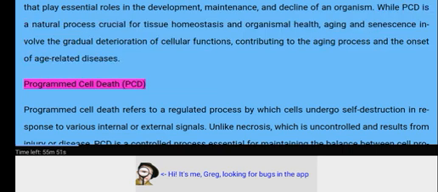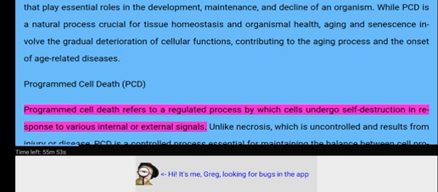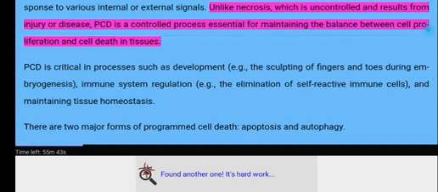Programmed cell death (PCD). Programmed cell death refers to a regulated process by which cells undergo self-destruction in response to various internal or external signals. Unlike necrosis, which is uncontrolled and results from injury or disease, PCD is a controlled process essential for maintaining the balance between cell proliferation and cell death in tissues.